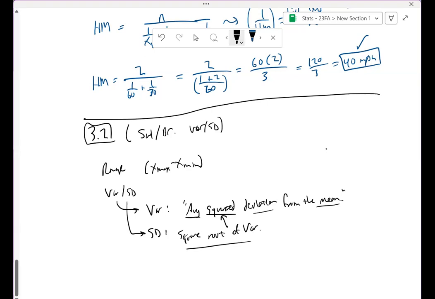So the standard deviation is the square root of the variance. That puts us back in the units of the original data. And that's probably a better measure to report as a descriptive statistic. The variance does have some nice mathematical properties, so sometimes we'll work with the variance and other times we'll work with the standard deviation.